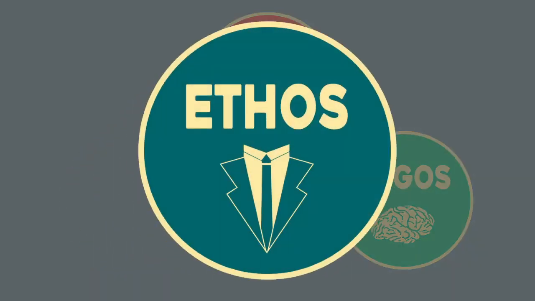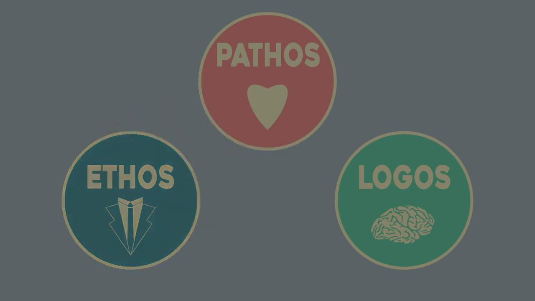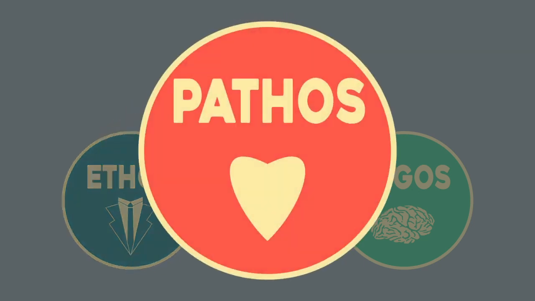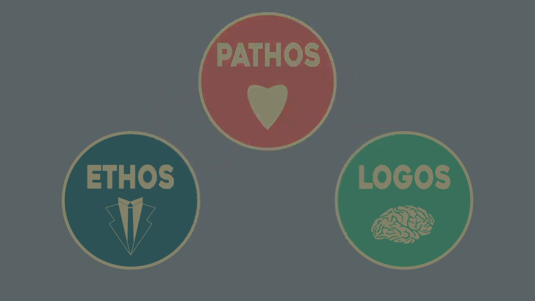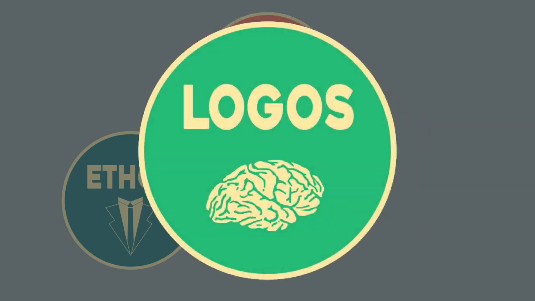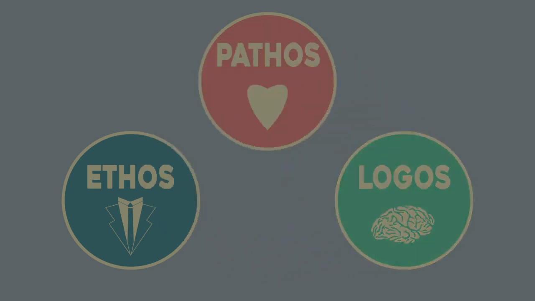Ethos appeals to the audience by asking them to trust the person making the argument. Pathos appeals to the audience's emotions, asking them to believe because they care. Logos appeals to the audience's sense of logic and rationality, asking them to believe because the argument makes sense.